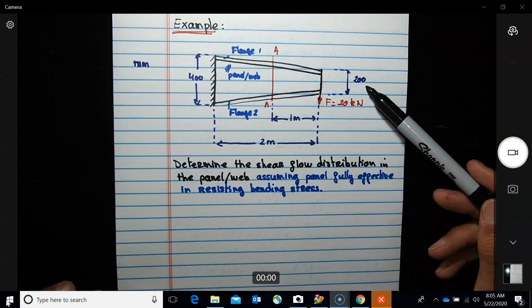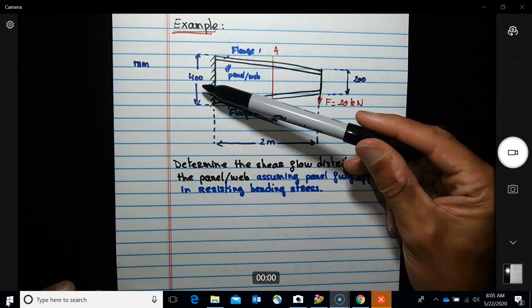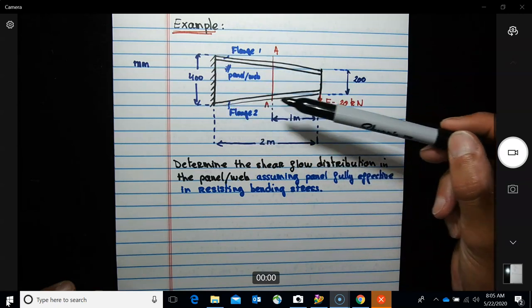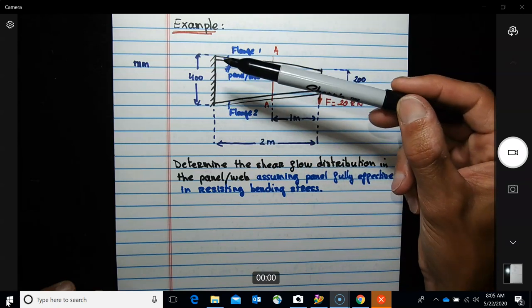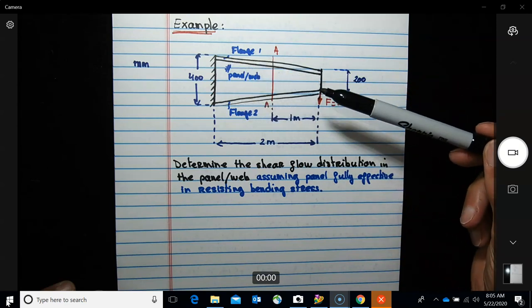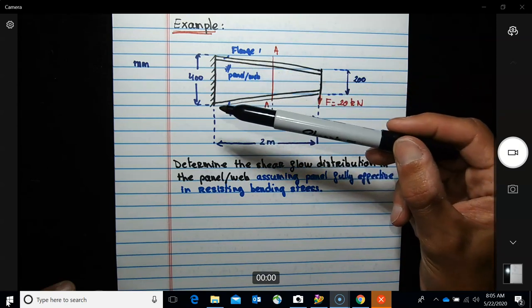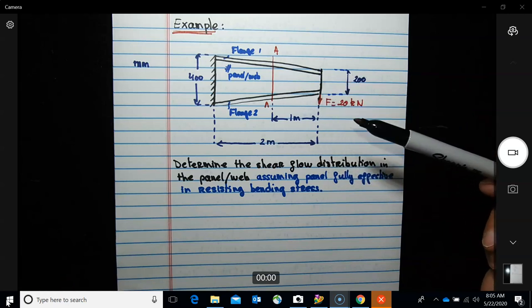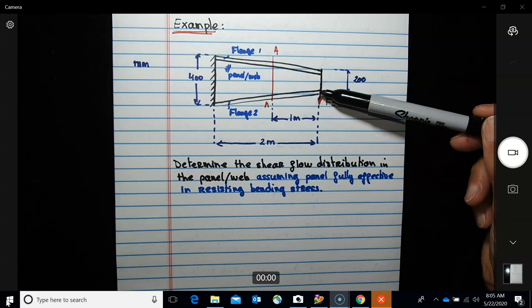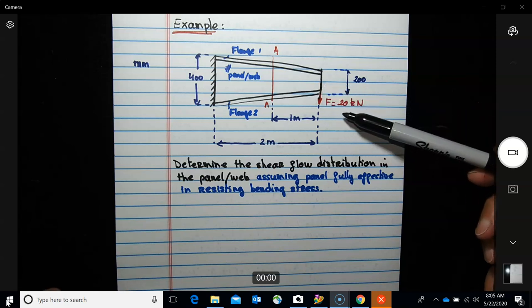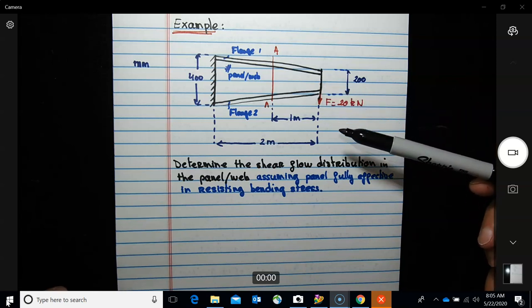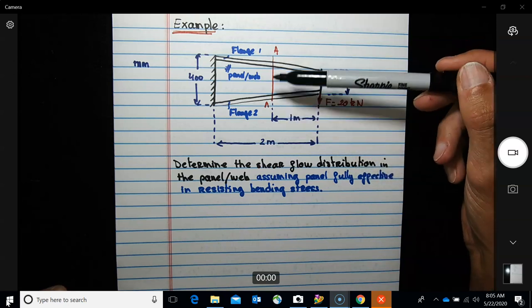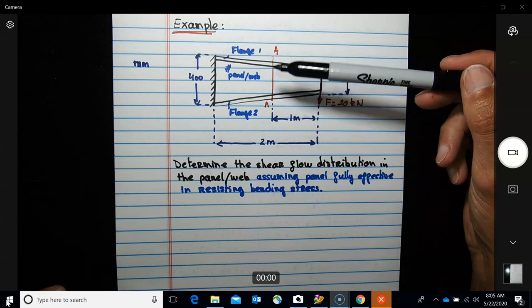So this is 200 millimeters. This is 400 millimeters. So imagine this is at the fuselage. This is your wing, if you want, that has two flanges, one at the leading edge, the other at the back, at the opposite edge. This is 200. There's a force applied over here of 20 kilonewtons. And what they ask you is to find the shear flow distribution at this location, in this cut, just right here.